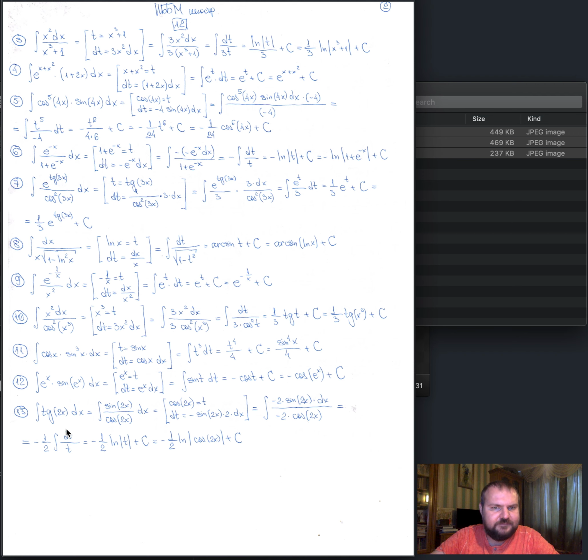Number 12. The integral of e to the power x multiplied by sine of e to the power x dx. Of course, let e to the power x be the new variable t. Dt would be e to the power x dx. E to the power x dx would be called dt. Here is dt, and sine of t. The integral of sine would be cosine, or minus cosine, of course. And the final answer: minus cosine of e to the x plus a constant.